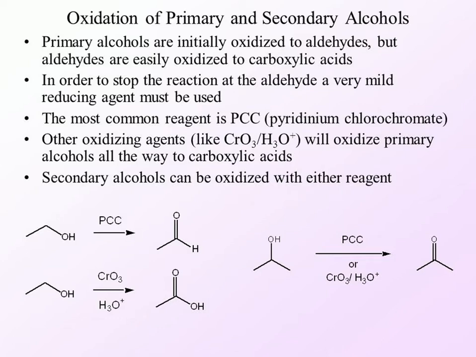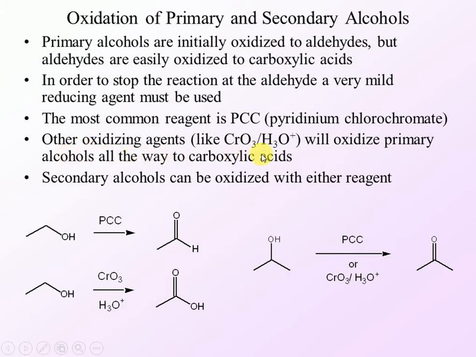So we cannot stop the reaction at the aldehyde step. That's why, in order to get the aldehyde from the alcohol, we must use a very mild oxidizing agent, and that will be PCC. The most common reagent will be pyridinium chlorochromate. Other oxidizing agents like chromium trioxide will oxidize the primary alcohol all the way into the carboxylic acid.